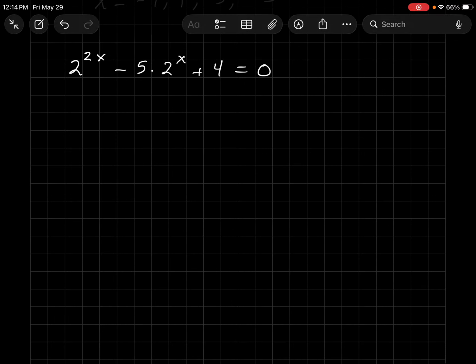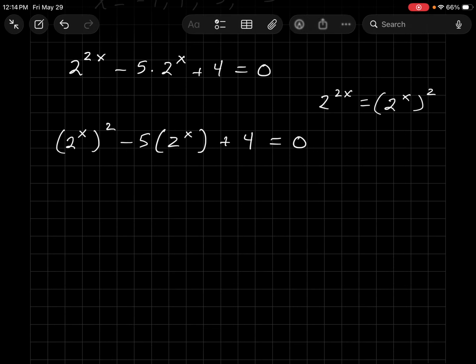Well, let's make one note. 2 to the 2x is the same as 2 to the x squared. We'll talk about properties of exponents later on. So I have something like this. I have 2 to the x squared minus 5 times 2 to the x plus 4 equals 0. So instead of my variable being x, you can think of our variable as being 2 to the x. So I could factor it like this. Instead of x times x up front, I have 2 to the x times 2 to the x up front.